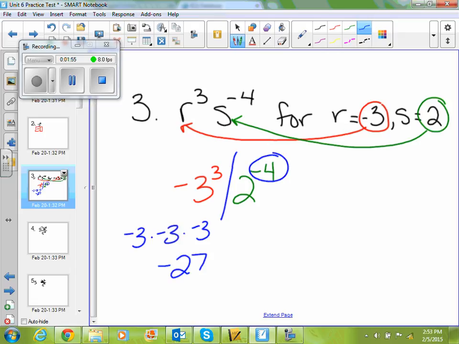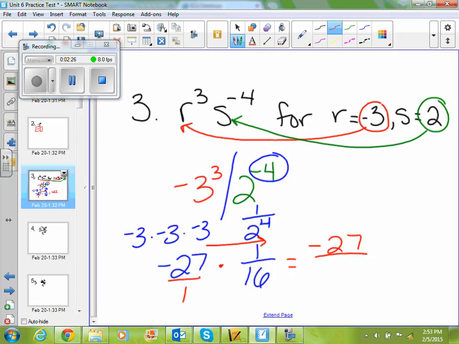Okay, 2 to the negative 4. How do I simplify this exponent? 1 over 2 to the 4th. What's 2 to the 4th? 16. Yep, we just figured that out. So now I have negative 27 times 1 over 16. What number is underneath this 27? 1. How do I multiply fractions? Straight across. So negative 27 times 1 is negative 27. 1 times 16 is 16. Wow, that was not so bad.